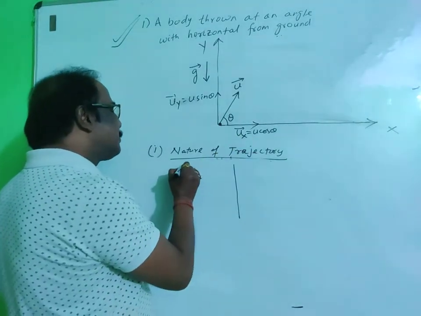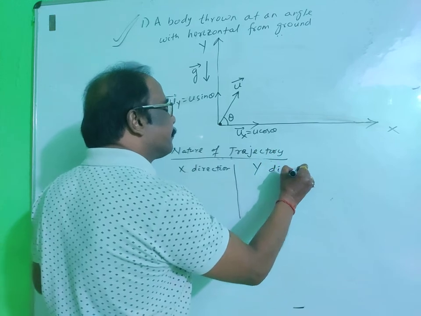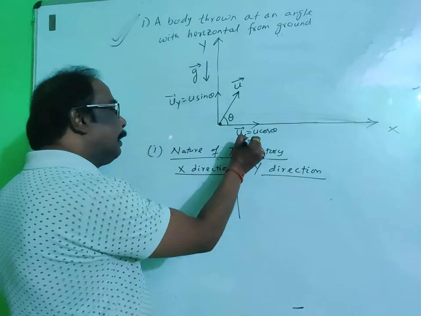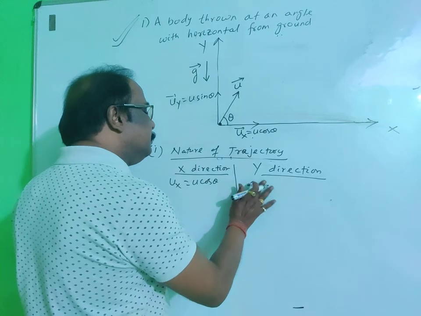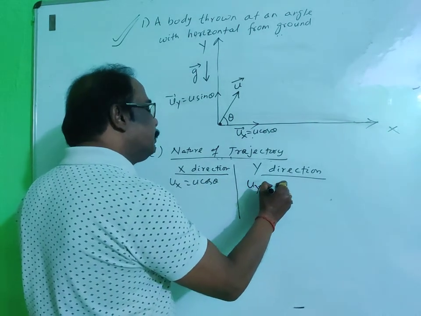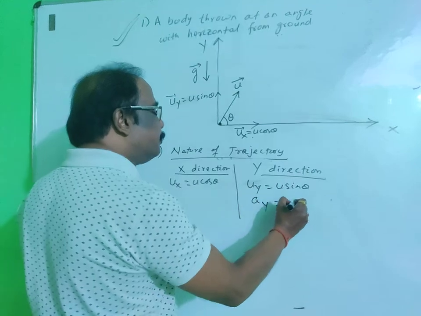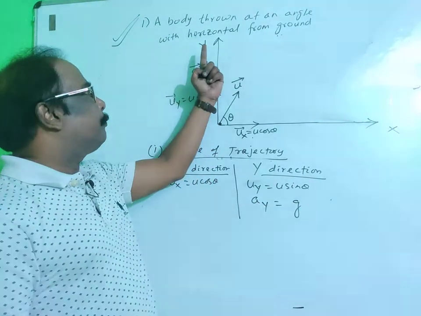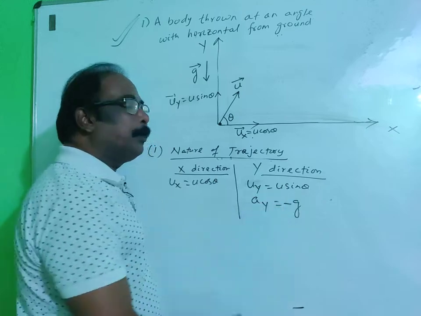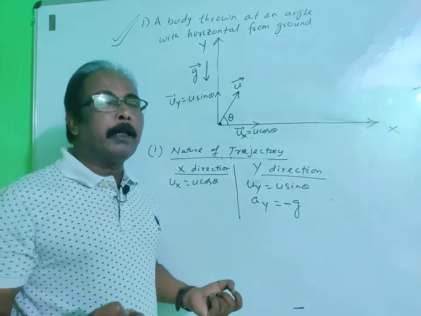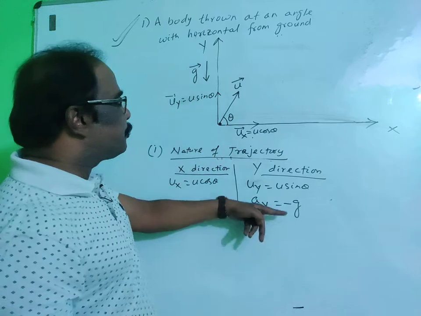Let's divide it into two parts, x direction and y direction. Along the x direction, initial velocity is u cos theta. Along the y direction, initial velocity is u sin theta, and acceleration is g. See, u sin theta is along the positive y direction, g is along the negative y direction. So acceleration is opposite to the direction of velocity. We have taken the convention that the initial direction is positive, u sin theta is positive, so g is negative.